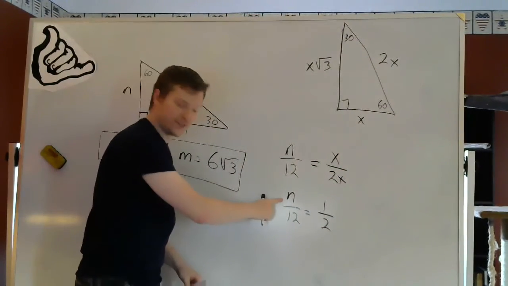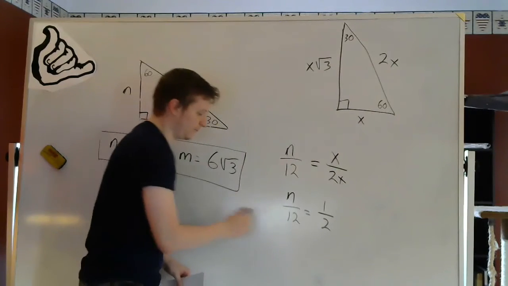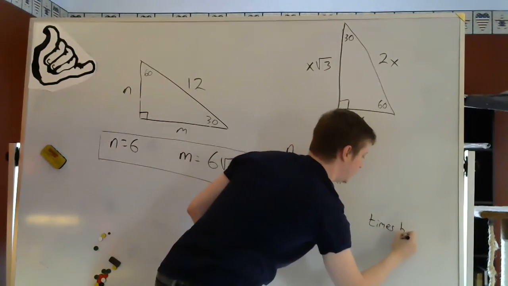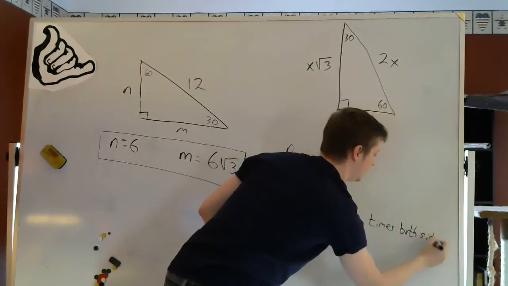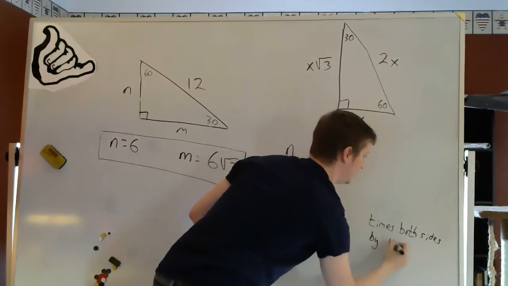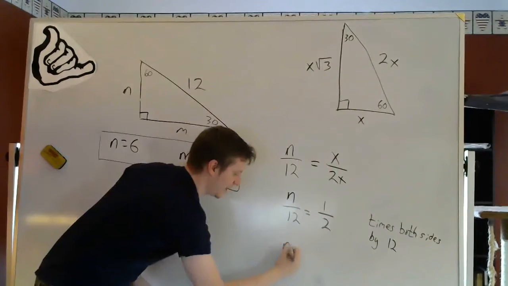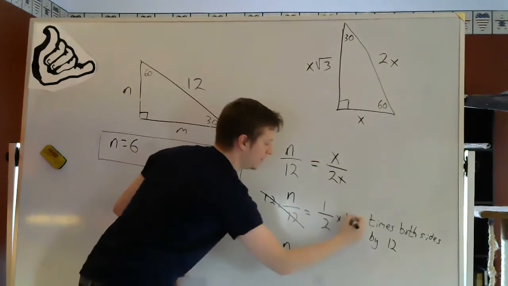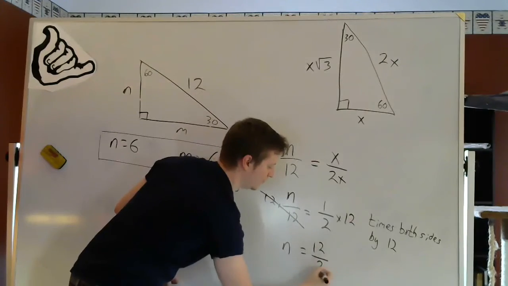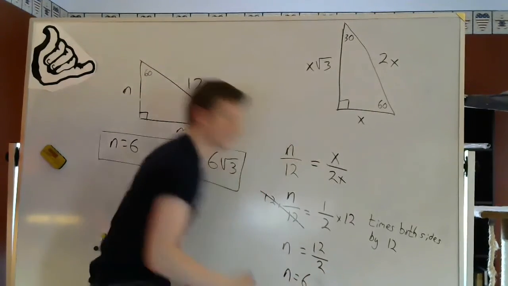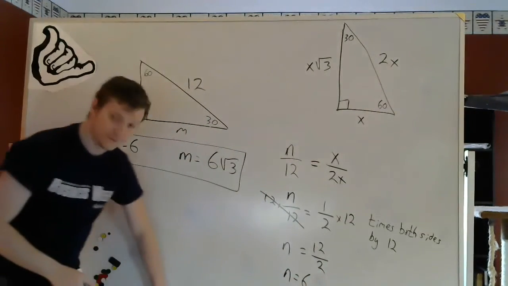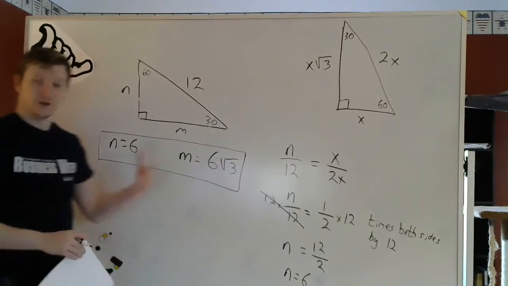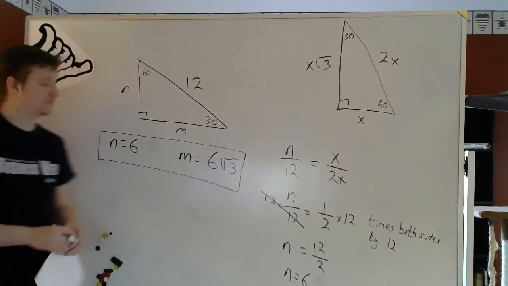And now to get N all by itself, I want to multiply both sides by 12. So we're going to times both sides by 12. And that cancels out the 12 here. And over here, I get 12 over 2, which is 6. There we go. So we can use proportions to also solve these things.